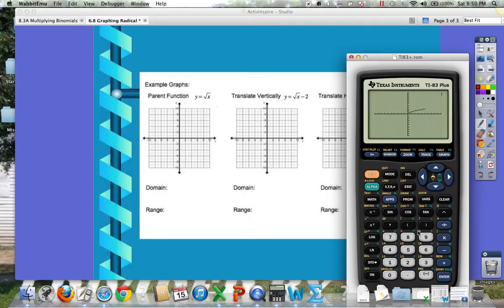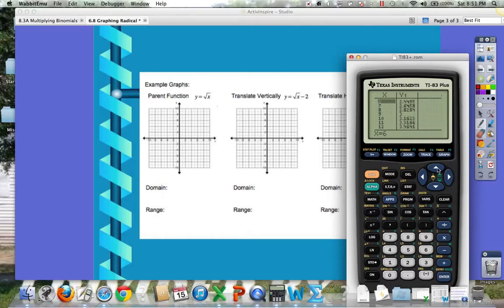It's always going to start at the origin. Unless it's been shifted, it won't be down below. But it always starts at the origin for the parent graph. And as you can see, it goes up. And if you needed to look at the table, you can see it goes up very gradually, but it continues to keep on going up.